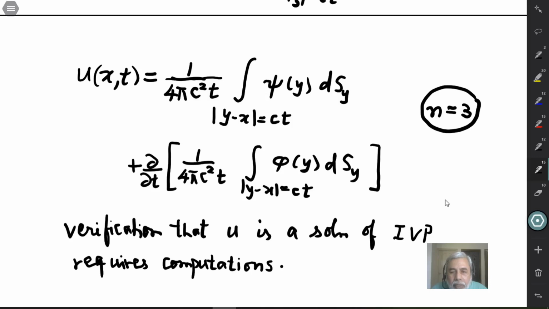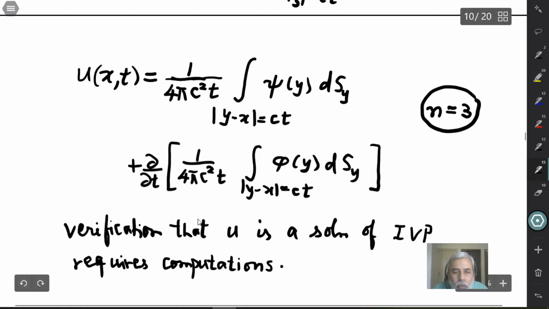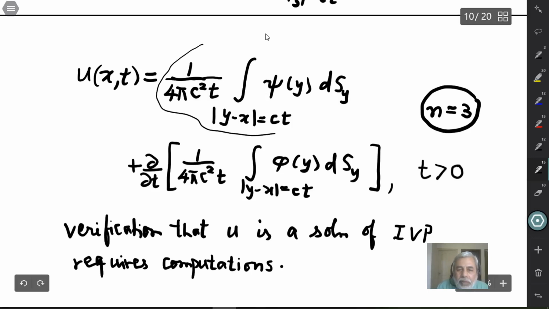Compared to the n equal to 1 case, where we had D'Alembert's formula, it was very easy to verify that u given by D'Alembert's formula is indeed a solution of the wave equation. In case n equal to 3, this is called the Kirchhoff formula. It is not very straightforward to see that u is a solution of the wave equation; this is the formula for t positive. It requires some computations. They are not difficult, but one has to do that. For example, it is sufficient to verify that this first part is a solution of the wave equation.